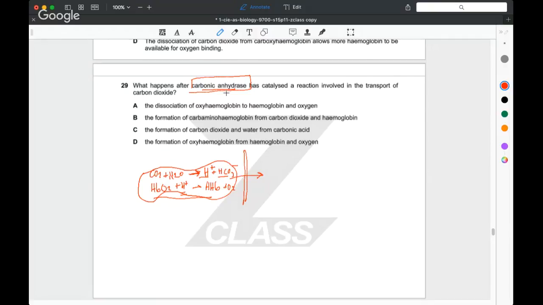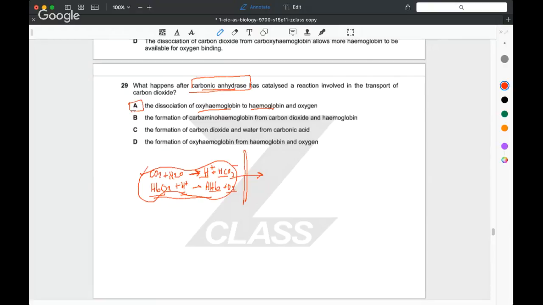So what happens after carbonic anhydrase has catalyzed a reaction? There it is, involved in the transport of carbon dioxide. Well, there's a dissociation of oxyhemoglobin, there it is, into hemoglobin, there it is, and oxygen. So that question A is the one that the examiner is wanting you to get there.